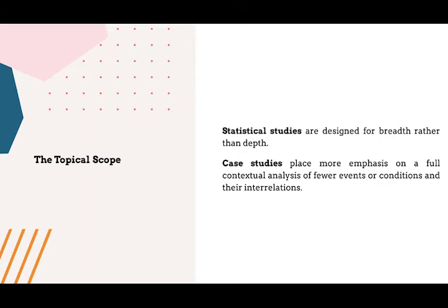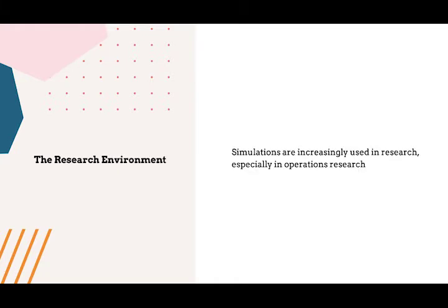The next design is topical scope. The first one is statistical studies, which are designed for breadth rather than depth. Then the next one is case studies. It places more emphasis on a full contextual analysis of fewer events and their interrelations. Okay, the next one is research environment. For this research, we must use simulations. Simulations are increasingly used in research, especially in operations research.